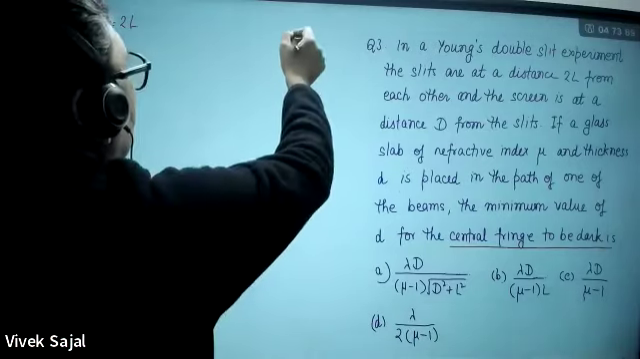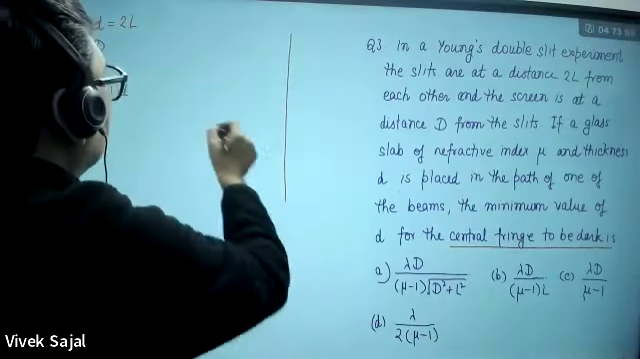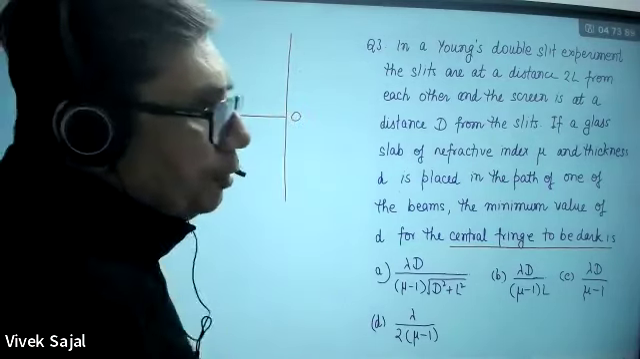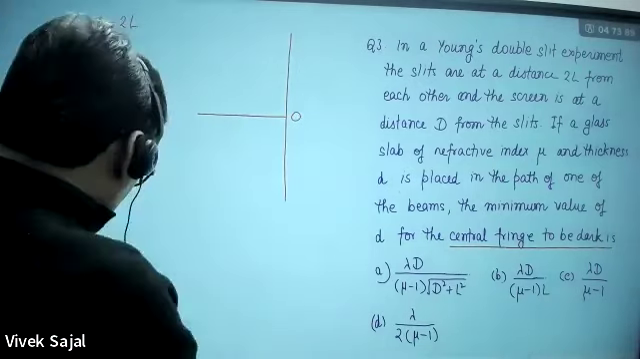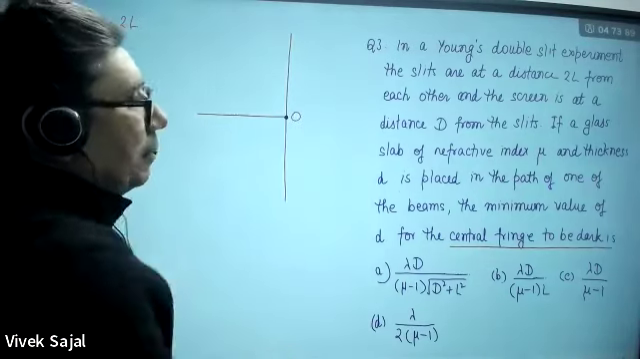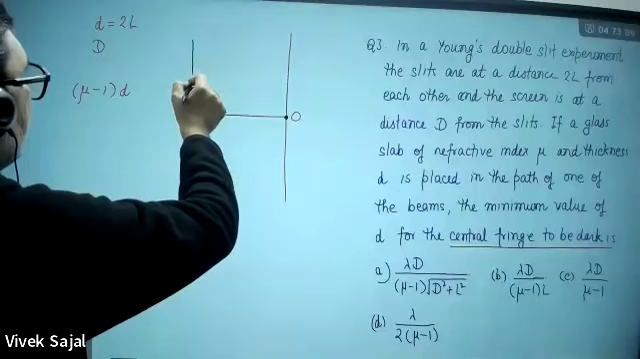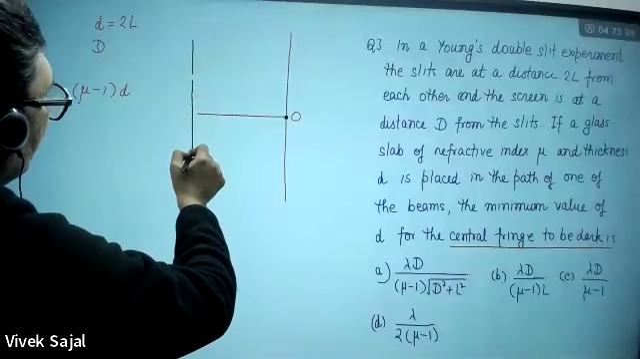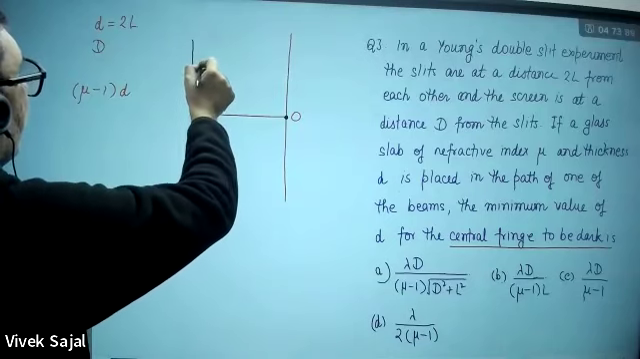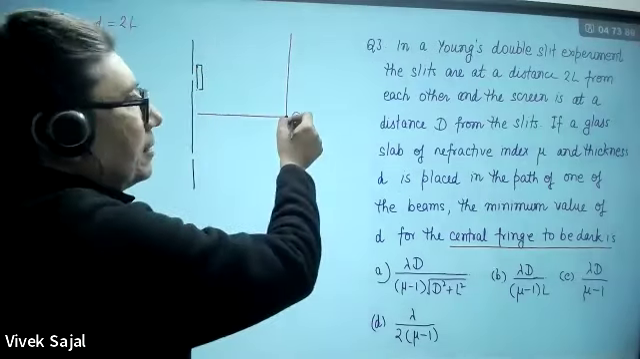So here I'm drawing only the screen. This is the screen, and this is the central position. So here at point O, you are going to get the 0th maxima, a bright fringe here. But when you introduce a glass plate or mica sheet, whatever it is here, what happens? You are getting dark.